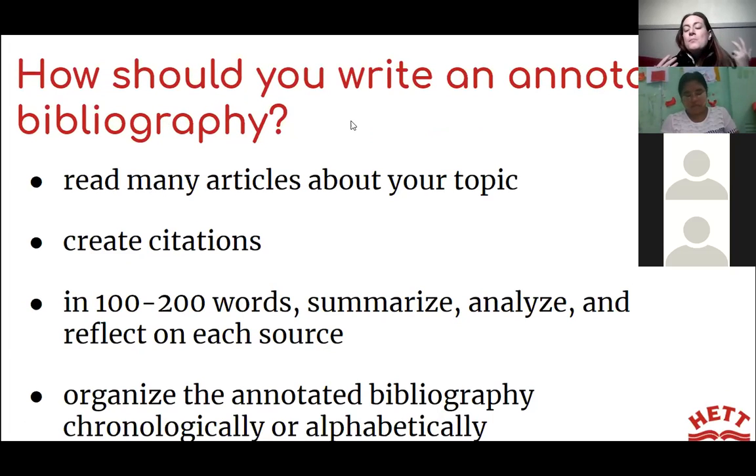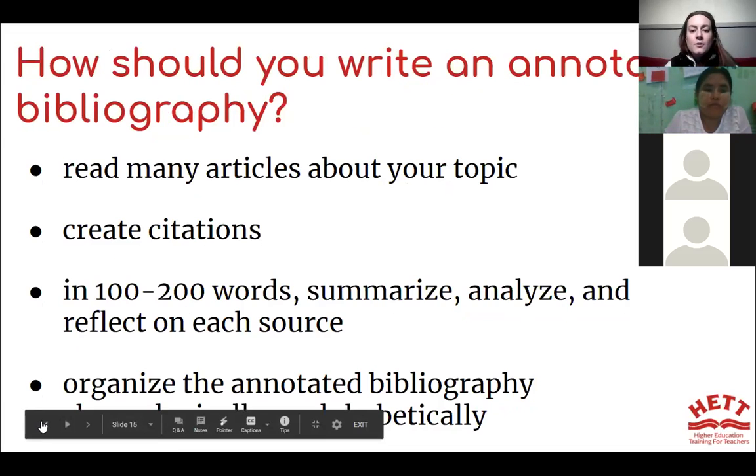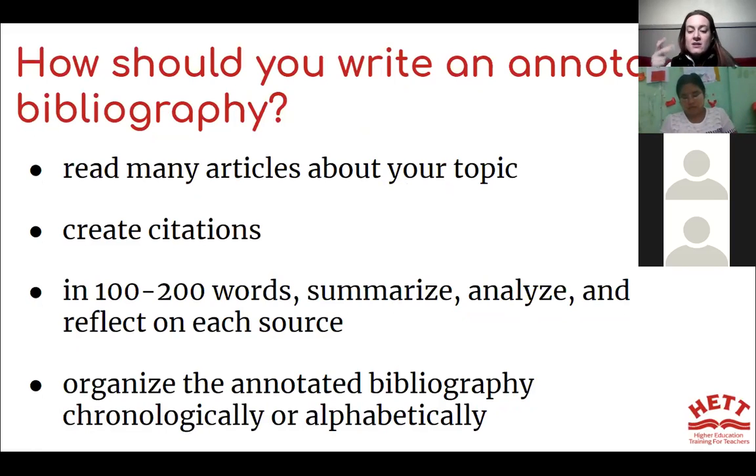How you write it is you make sure you read many articles about your topic. You then have the citation or the reference at the top. And then in 100 to 200 words, you summarize, analyze, and reflect on each source. And then you can organize the annotated bibliography chronologically or alphabetically.